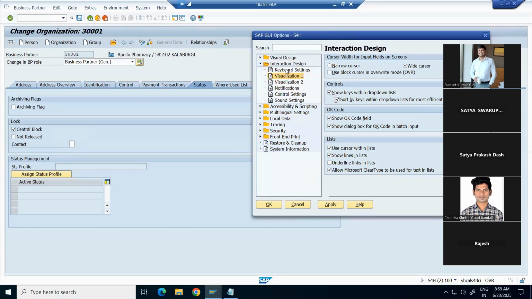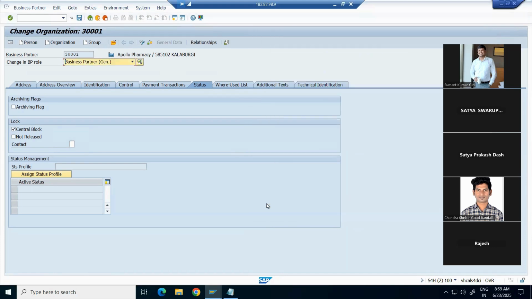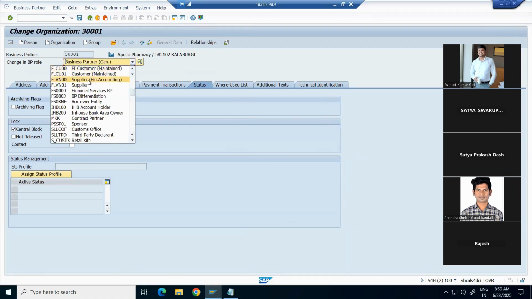If anyone is not getting this one, I mean this code, to get the code along with this description, you need to do this change. Click on this apply option. Click on OK. So now if you click on this, you will get the code as well. Okay. See, now you can see these things, right?